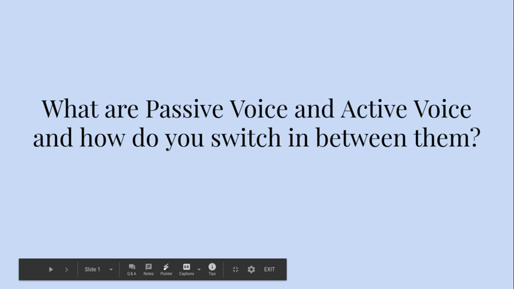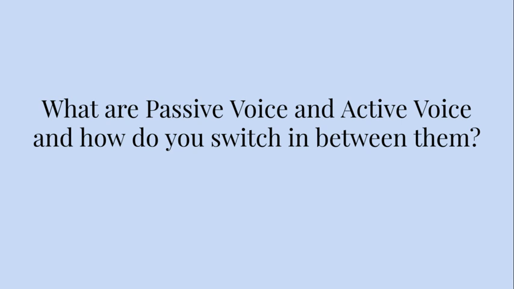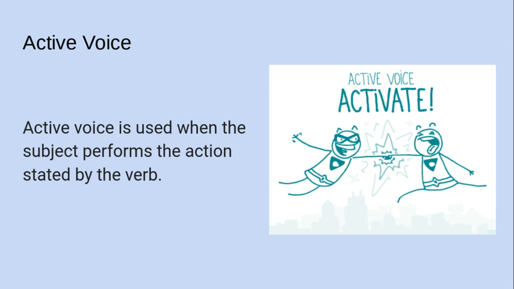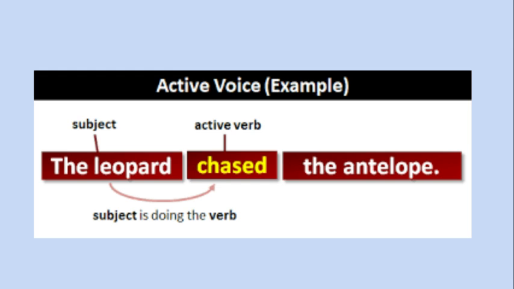Hello, everyone. Today I'm going to be talking about the difference between passive and active voice and how you can switch in between them. To start, active voice is used when the subject performs the action stated by the verb. For example, Tom changed the flat tire. Another example is the leopard chased the antelope.